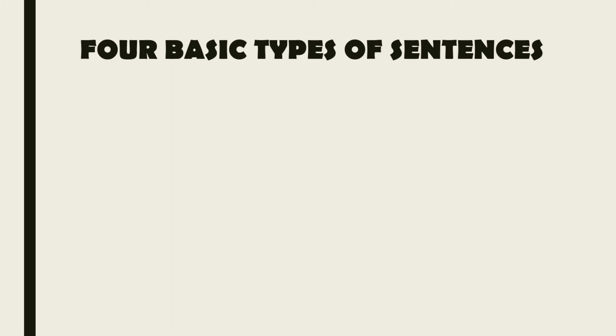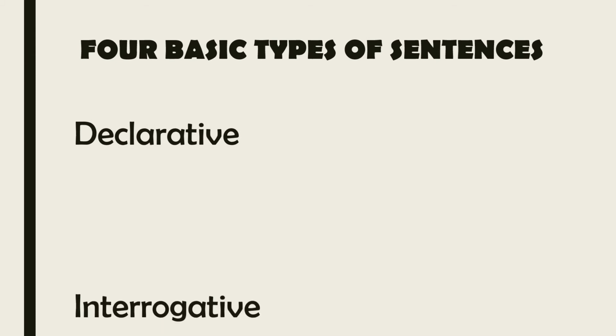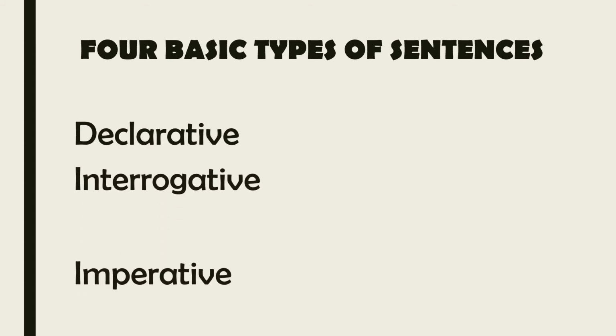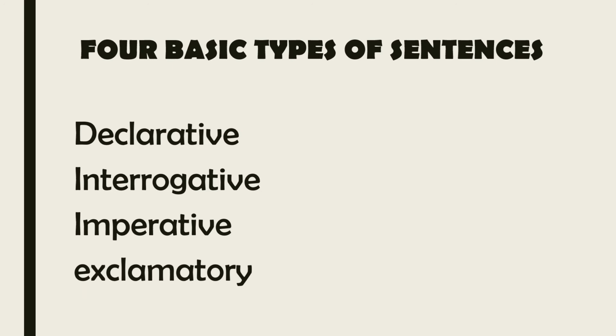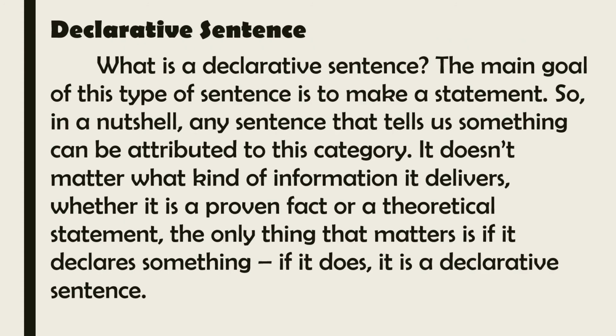So let us proceed to the four basic types of sentences. The first is a declarative sentence, followed by interrogative, imperative, and exclamatory. Let us discuss each of these types of sentences as we go along in our discussion.